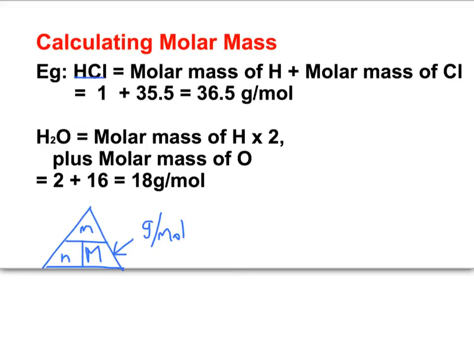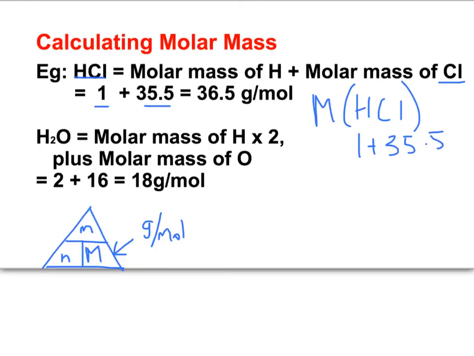So say we're trying to work out the molar mass of HCl. We would write that big M HCl, so that it's clear on our paper what we're trying to do here. So we want the molar mass of HCl. You look at the periodic table, and the molar mass of hydrogen is 1. So we're going to have 1 plus the molar mass of chlorine off the periodic table, which is 35.5. So 1 plus 35.5 equals 36.5 grams per mole. So we're simply adding up the mass numbers of the atoms in a compound.